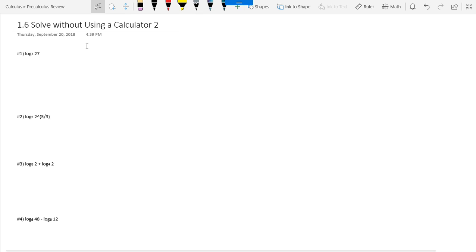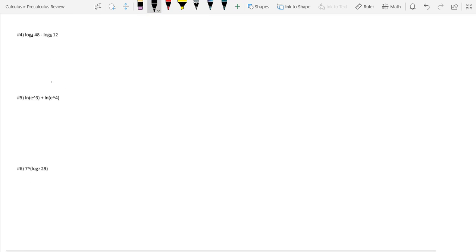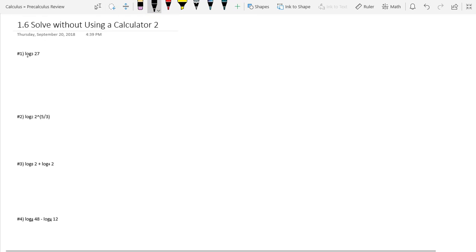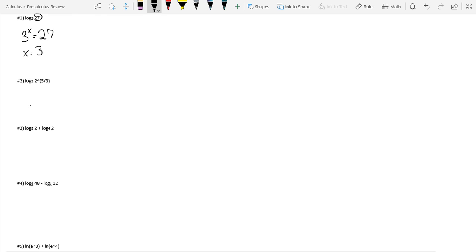I'm going to be explaining how to solve 6 different equations without using a calculator, and these are based on logarithms. So for number 1, I have log base 3 of 27. The easiest way to do a problem like this is to convert it to exponential form. So 3 here is my base, and 27 is the number that I need to raise it to. So I have 3 raised to x equals 27, and 3 raised to the third power gives me 27, so x equals 3. That's my answer to number 1, x equals 3.